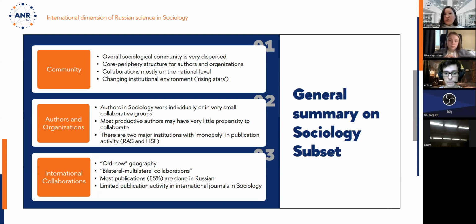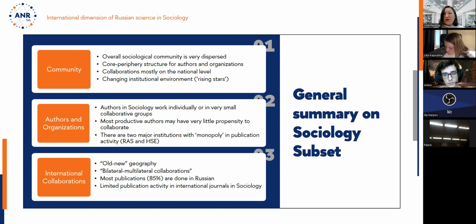Overall, the sociological community, we would say, is very dispersed. We may look at it with this core-periphery structure, both for authors and organizations. Collaborations for the sociological community are mostly done on the national level, but we may explore the overall institutional environment and track some changes, as I mentioned, for example, rising stars.